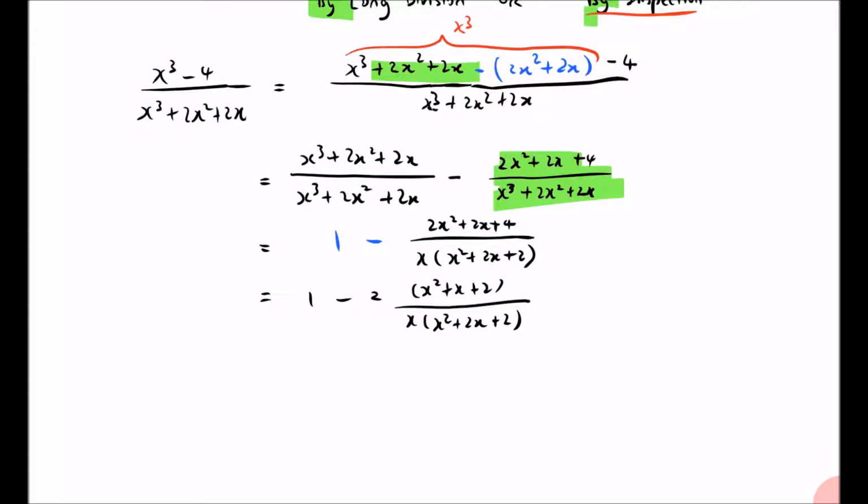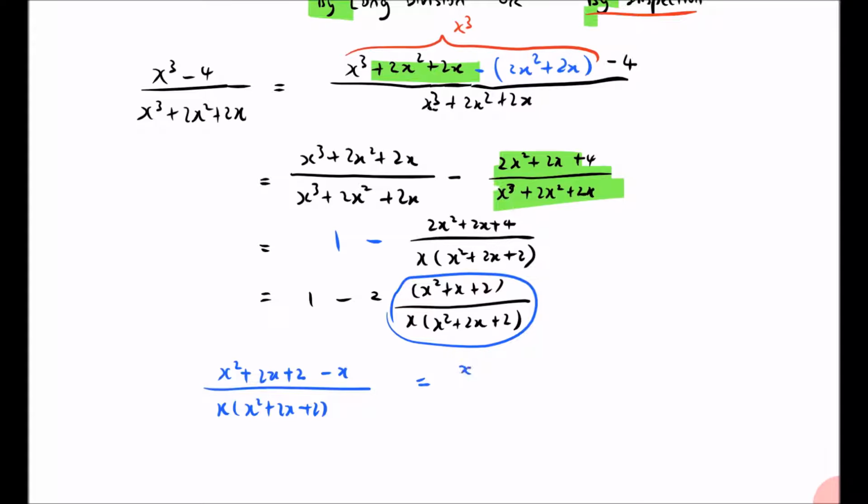How? You look at this expression and use the inspection idea: x squared plus 2x plus 2 minus x, over x squared plus 2x plus 2. Now again you can split, becoming x squared plus 2x plus 2 over x times x squared plus 2x plus 2, minus x over x squared plus 2x plus 2.